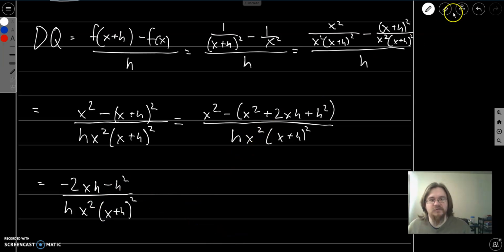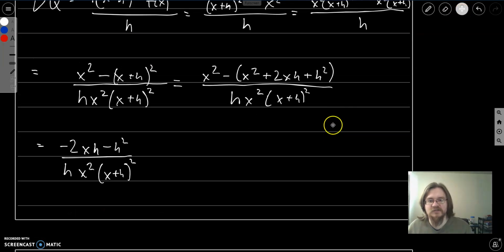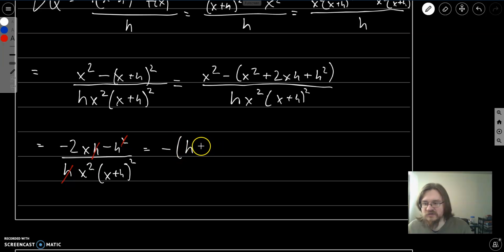And now we'll see a couple of things cancel out, and it'll be a lot easier. Oh, I'm running out of space. I'm writing too big. So this h, I'm dividing everything by h, so I'm dividing everything on top by h. So what do I have now? If I pull out the negative sign, I've got minus h, let's see here, 2x plus h.